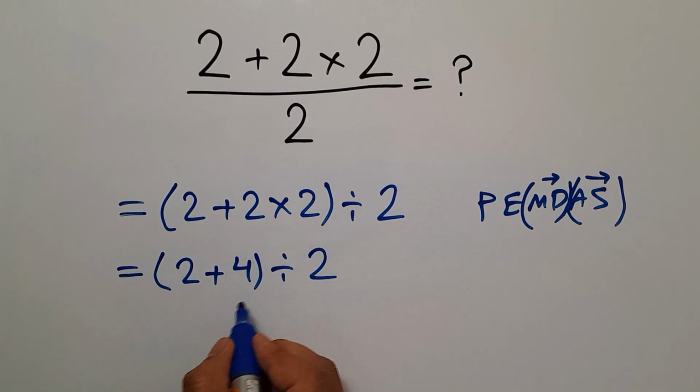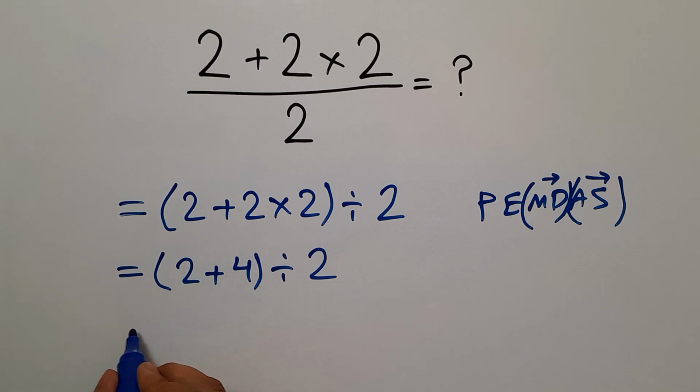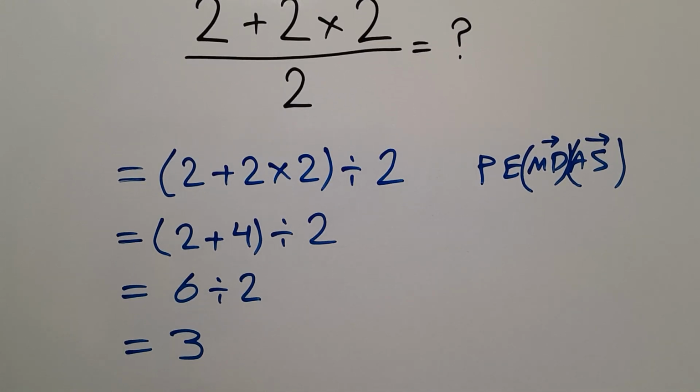And again inside these parentheses we have this addition. 2 plus 4 gives us 6. So 6 divided by 2, and 6 divided by 2 equals 3. So our final answer to this problem is 3.